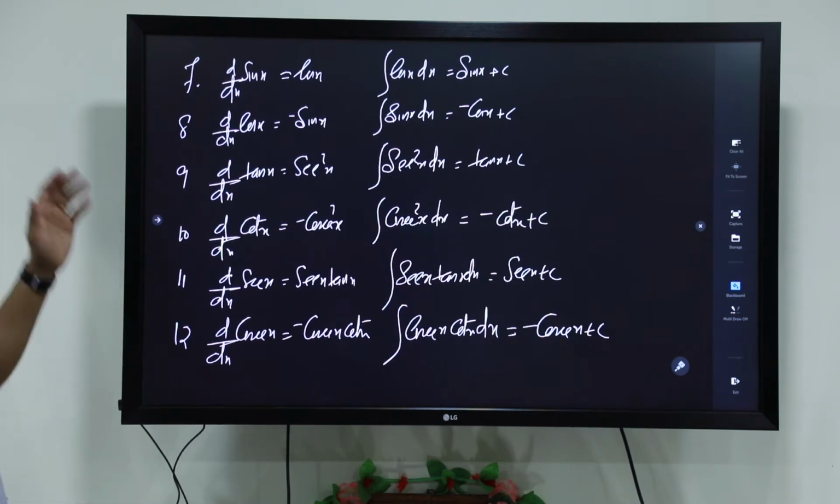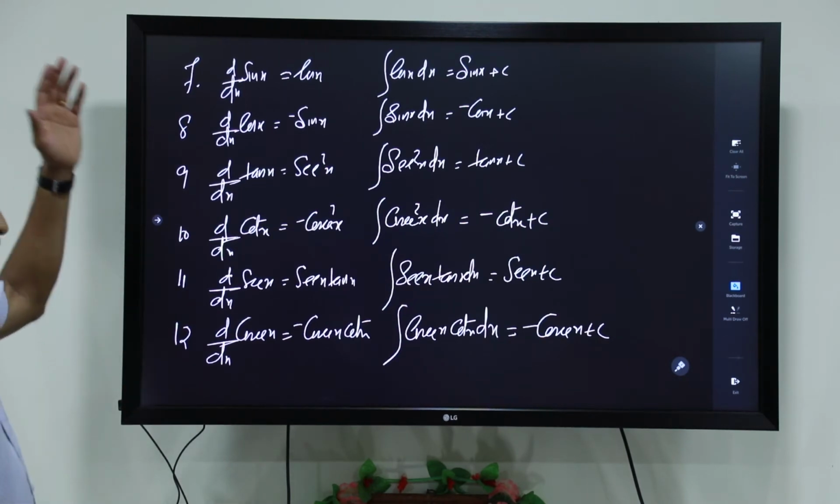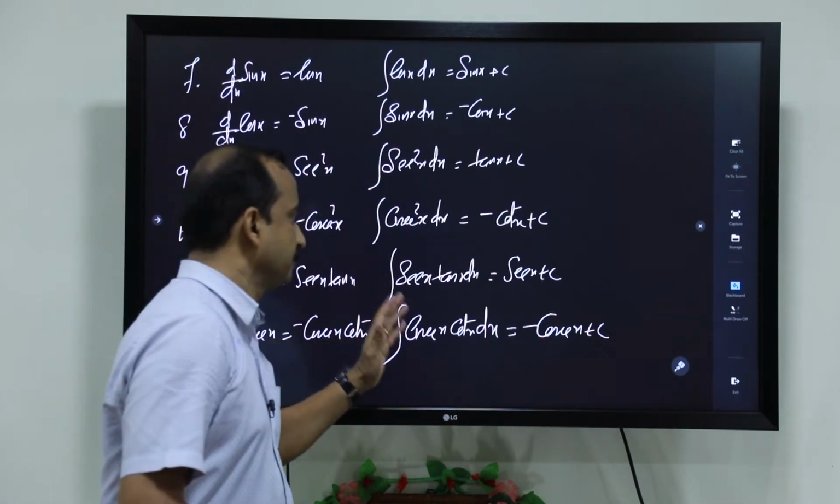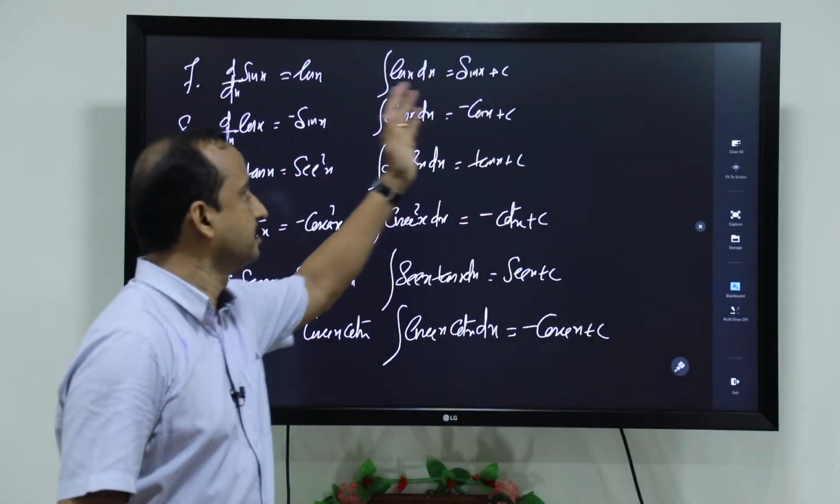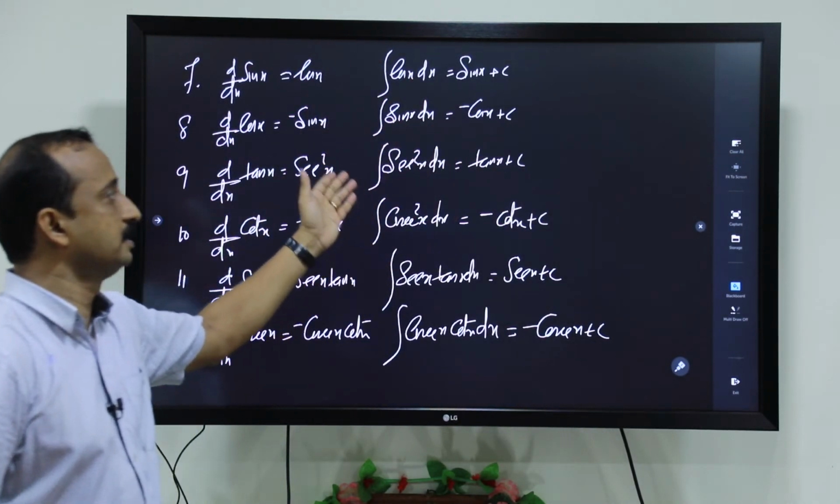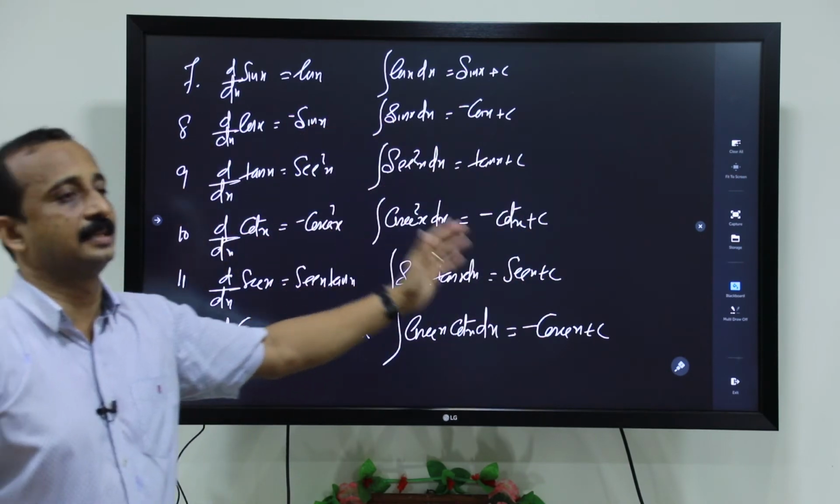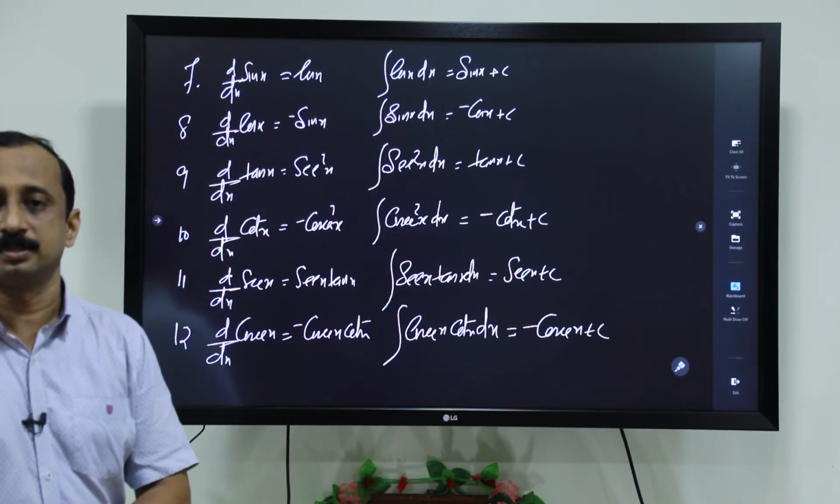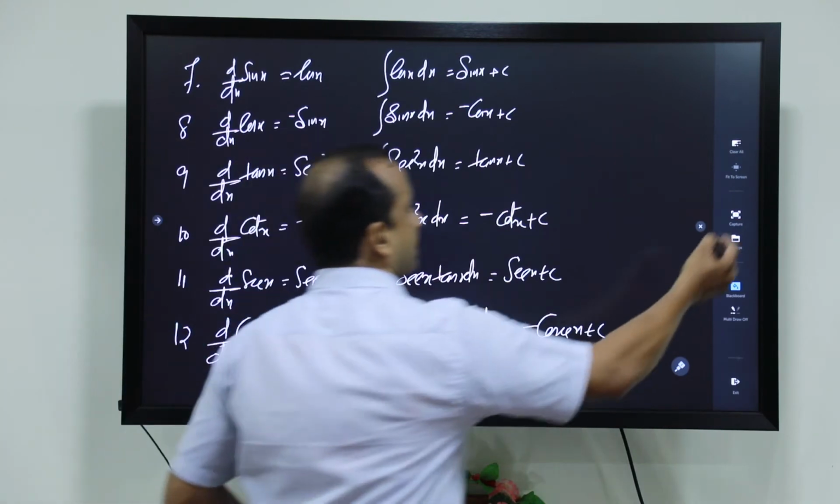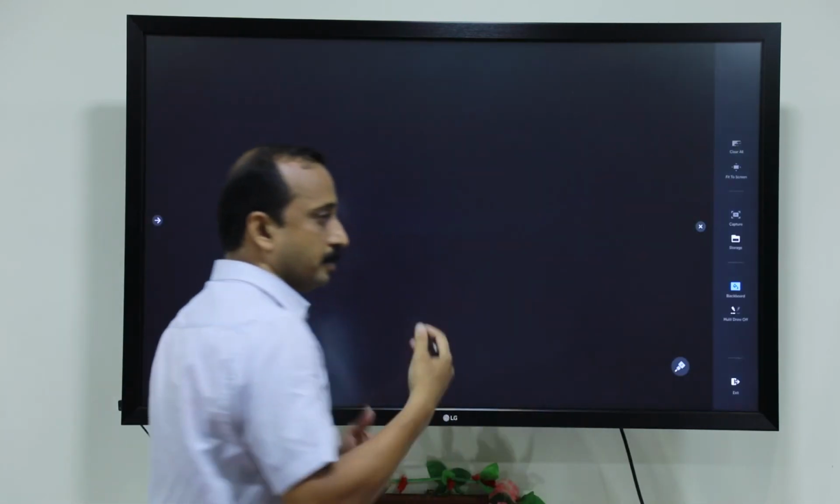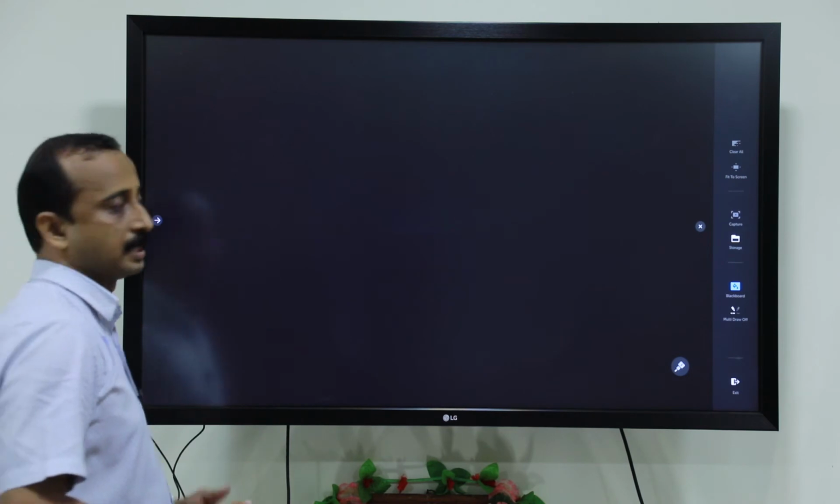These are also very important results. Learn these formulas by heart, the right side is very important. Integral of cos x is sin x, integral of sin x is minus cos x, integral of sec square x is tan x, integral of cosec square x is minus cot x, integral of sec x into tan x is sec x, integral of cosec x into cot x is minus cosec x plus c. These formulas are very important for doing problems based on this topic. Okay, next.